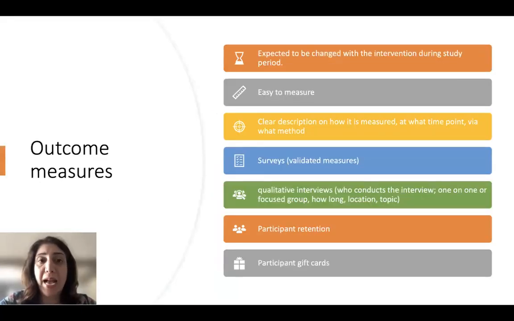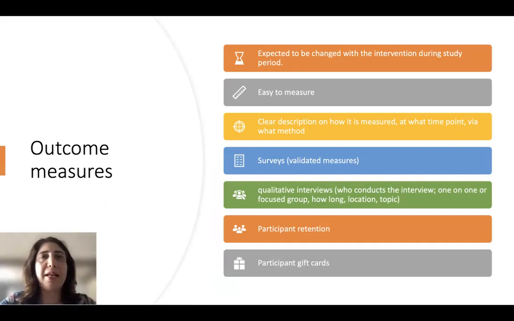Next section is about outcome measures. So here you want to choose an outcome that is expected to change with the intervention that you're proposing during your study period. So that's very important. First of all, your outcome really should change with your intervention.